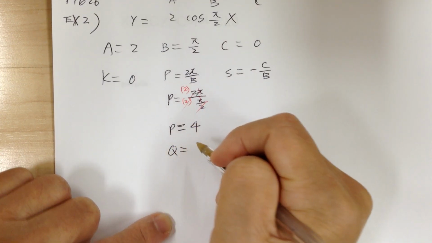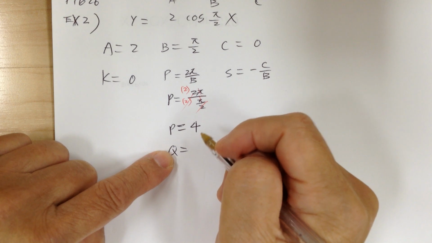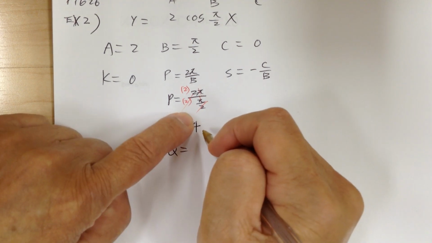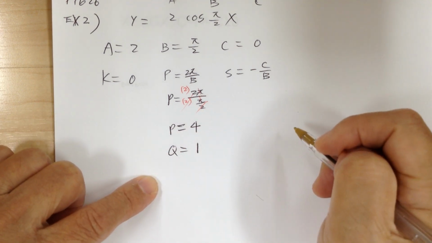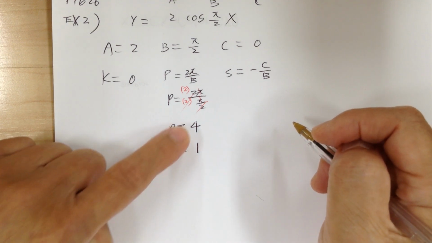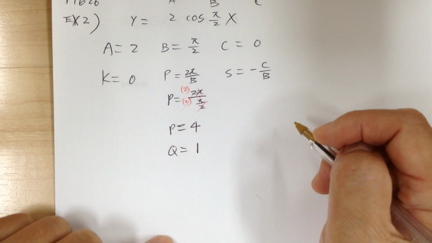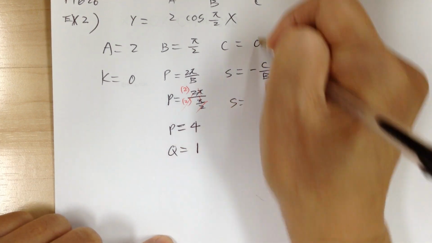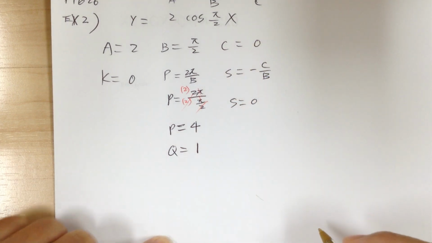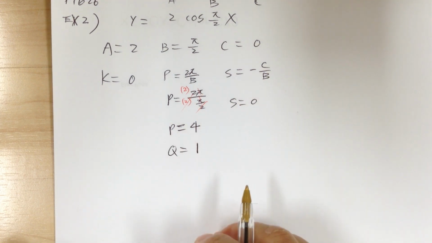And Q means quarter. Quarter means 1/4. So 1/4 of 4 will equal 1. Again, Q means 1/4 of that, so 4 times 1/4 gives you 1. And over here the shift, since this is equal to 0, it will just equal 0. So make sure you got all this information.